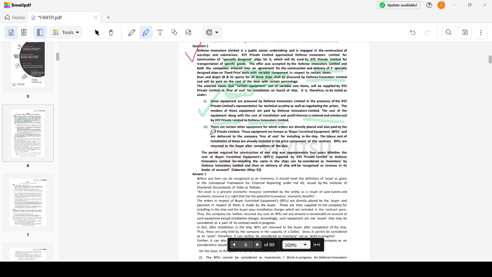Then there are certain other equipment for which orders are directly placed and also paid by XYZ Private Limited. These equipment are known as buyer furnished equipment and are delivered to the company free of cost for installing in the ship. The labor cost of the installation is already included in the price component of the contract. BFEs are taken back by the buyer after completion of the ship. The period required for construction of one ship is approximately 4 years. Whether these buyer furnished equipments supplied by XYZ Private Limited to Defense Innovators Limited for installing in the ships can be recognized as inventory by Defense Innovators Limited, and then on delivery of the ship be recognized as revenue in the books of account.